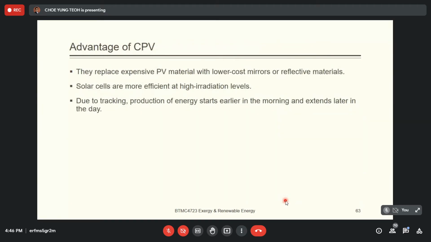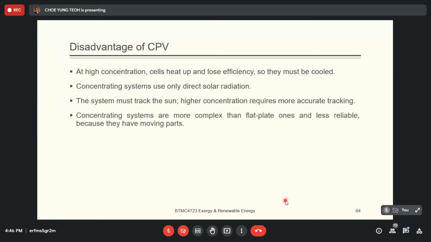Advantages of CPV: they replace expensive PV material with lower cost mirror or reflective material. Solar cells are more efficient at high irradiance levels. Due to tracking, production of energy starts early in the morning and extends later in the day. High efficiency. The disadvantage of CPV: at high concentration, cells heat up and lose efficiency, so they must be cooled.